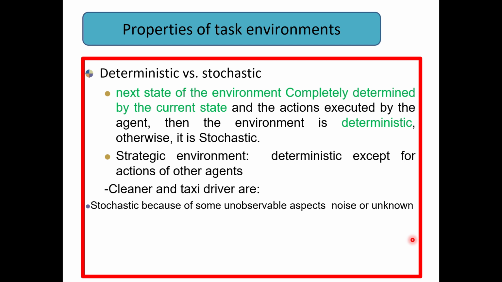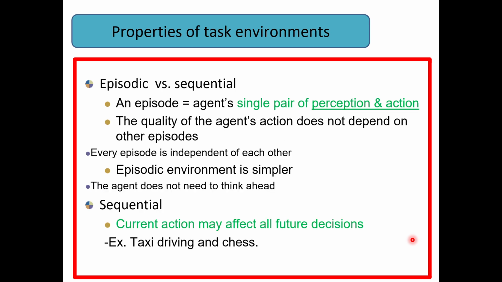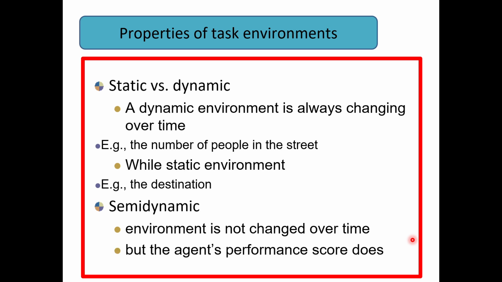The second property of task environment is deterministic or stochastic. If the next state of the environment is completely determined by the current state, it's called deterministic. Otherwise, it is stochastic. Then episodic or sequential. Episodic means a single pair of perception and action; every episode is independent of each other and does not depend on the previous episode. But sequential is based on the previous action. The current action may affect all the future decisions.